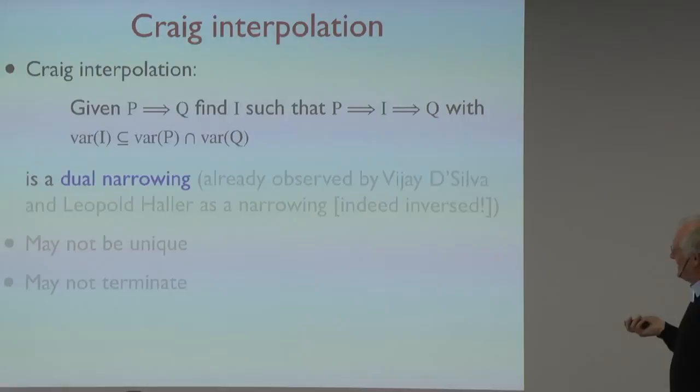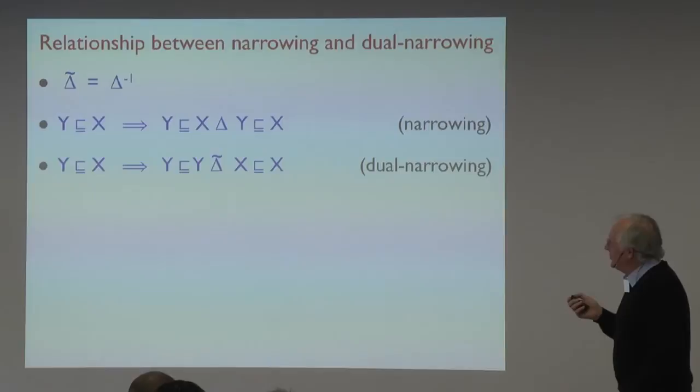So what is the relation between narrowing and dual narrowing? It's just the inverse. So it's a very strange property. You see, when you have a narrowing, it says this is a previous iterate. This is a previous iterate. This is the next one. It's decreasing, and I find something in between.